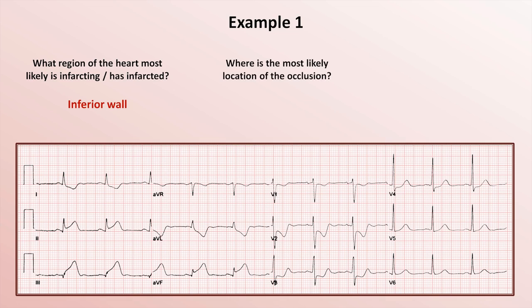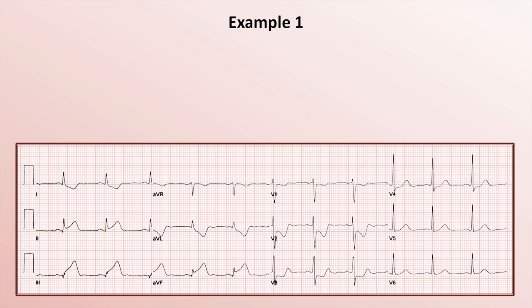Next, where is the most likely location of the occlusion? The inferior wall can be supplied by either the RCA or circumflex, and we don't know enough to speculate which in this case. Then how old is the infarct? With prominent ST elevations in those inferior leads, but no T-wave inversions or Q waves in them, it suggests that the infarct is on the order of minutes to hours old. So to summarize the overall impression, we could say that this patient is experiencing an acute inferior STEMI.